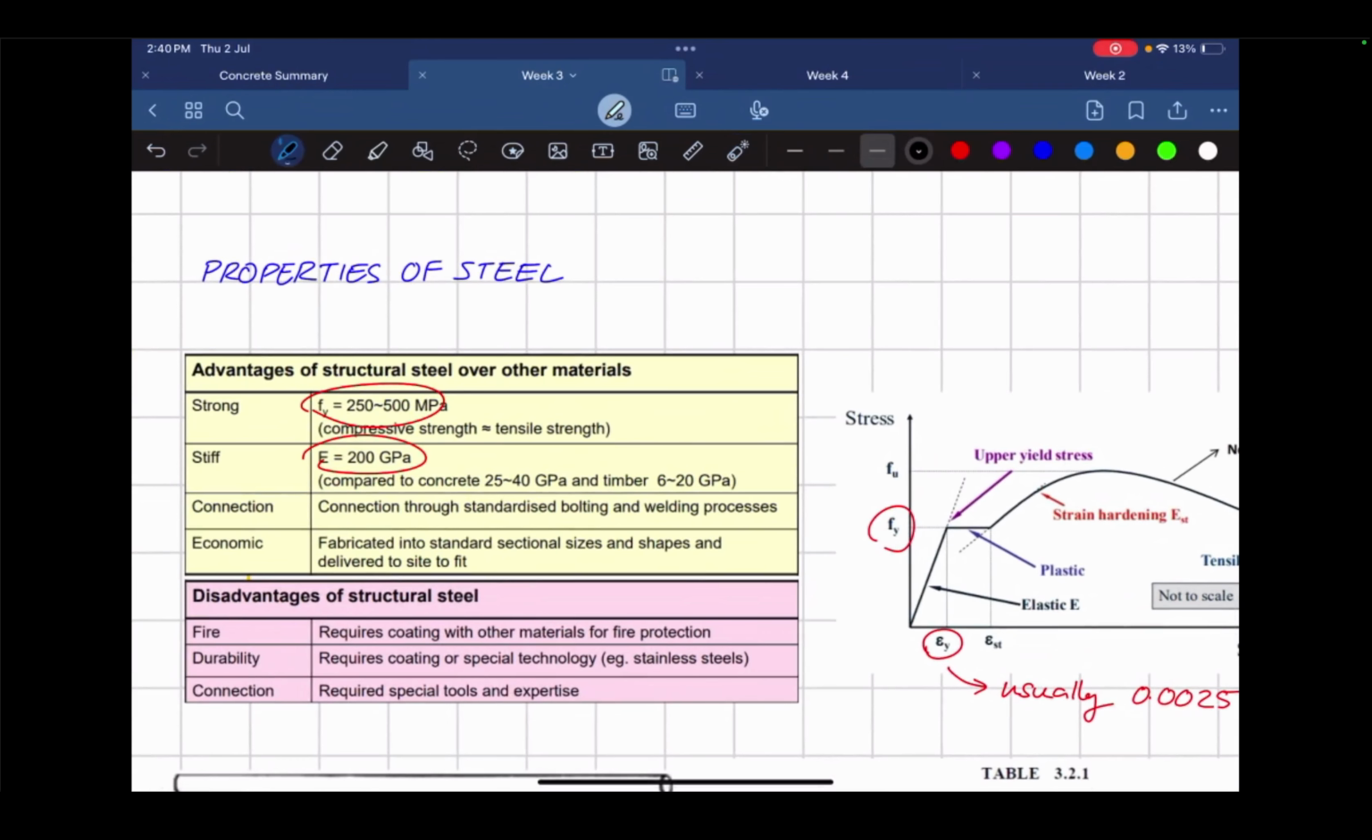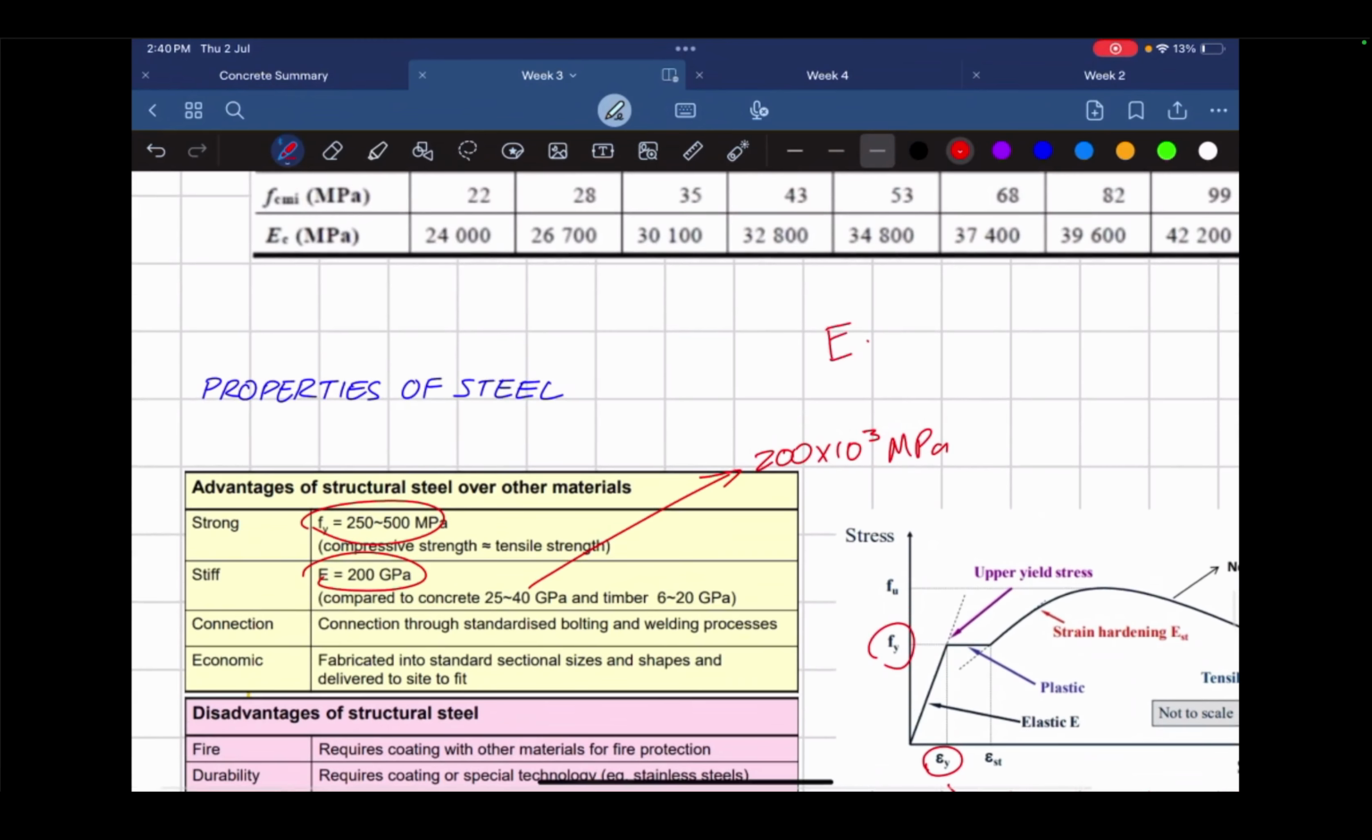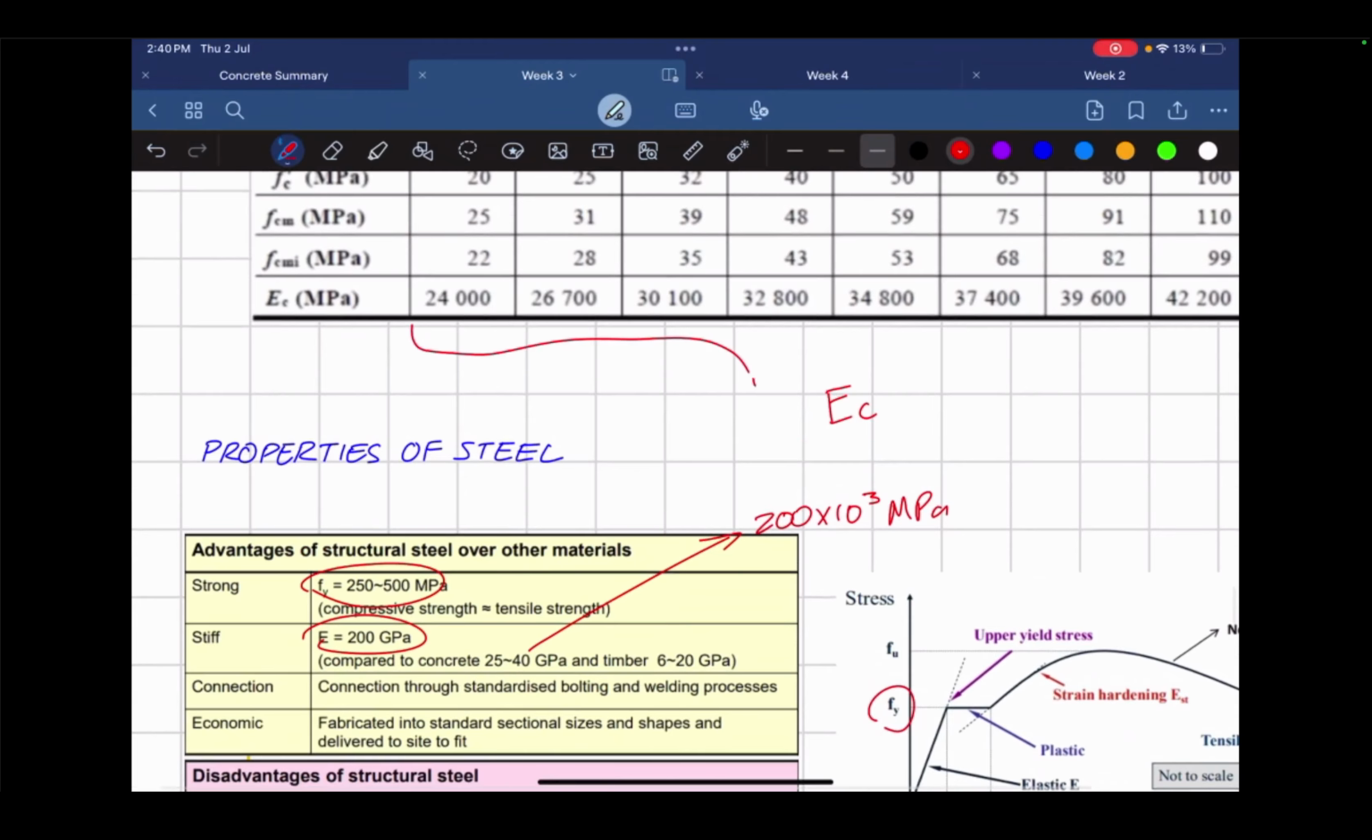I'll cover that in a bit. It's also very stiff, meaning its E value, elastic modulus, is 200 GPa, whereas for concrete you can usually see the Ec values here, in MPa. So you can see how much more stiff it is compared to concrete. So it usually provides a bit of stiffness.